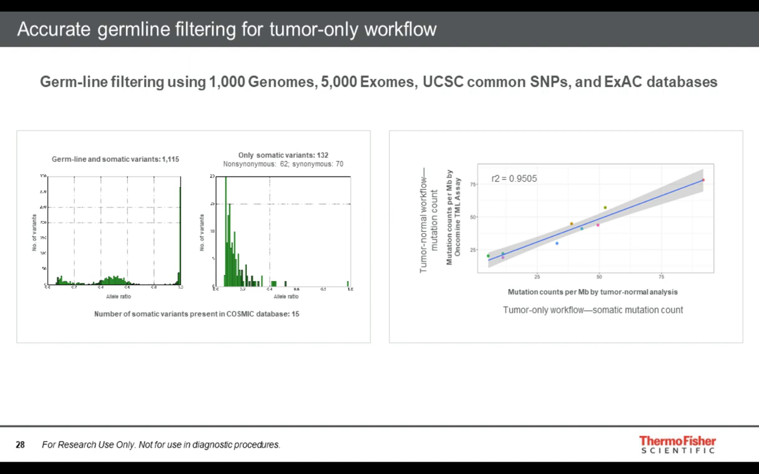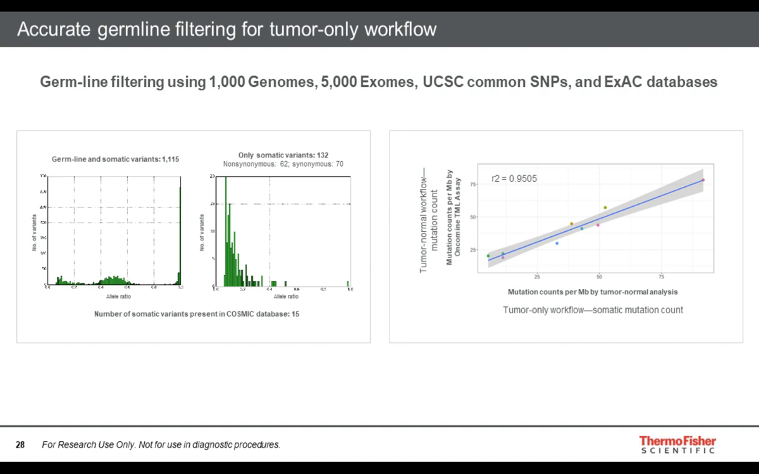This slide shows how our assay can operate without the need for a matched normal sample. So after calling variants in the tumor-only sample, we implement a series of filters, primarily leveraging comparisons to public databases of common variation, including the 1,000 Genomes, 5,000 exomes, UCSC common SNPs, and the ExAC database. And we use those to remove germline variants.